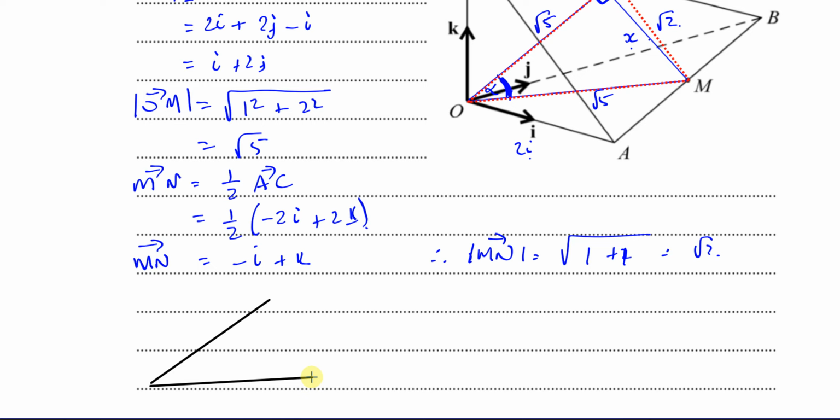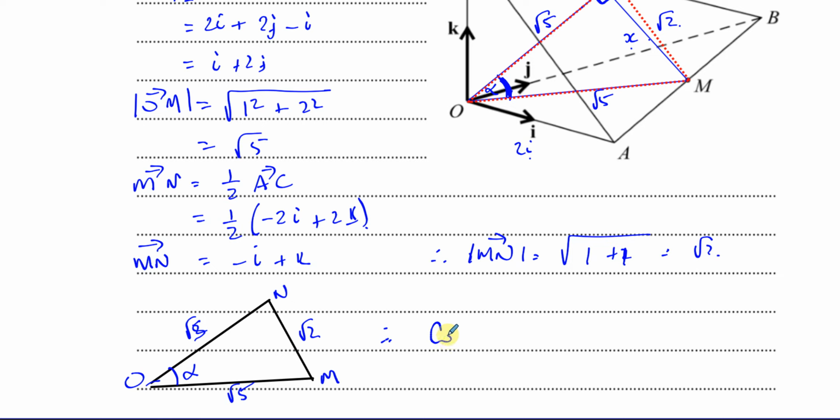Those two are equal to each other. Okay, so this is root 5, sorry, and this is root 5, and this is root 2. And we want to find this angle alpha. This is our O, this is our M, and this is our N. So we can say that the angle alpha we can find using the cosine rule.